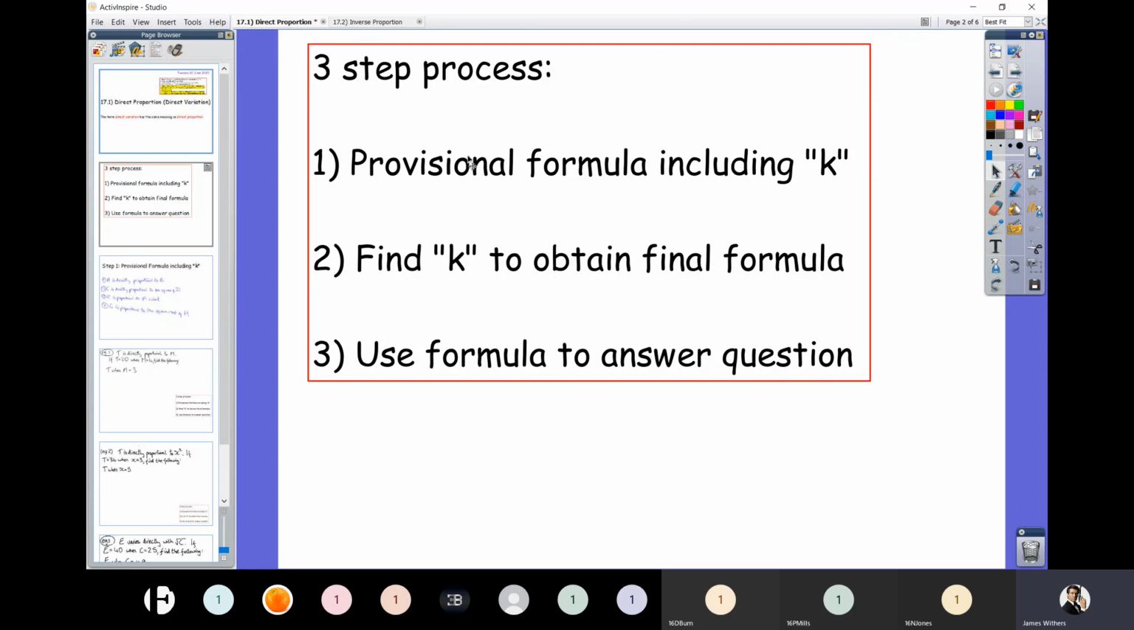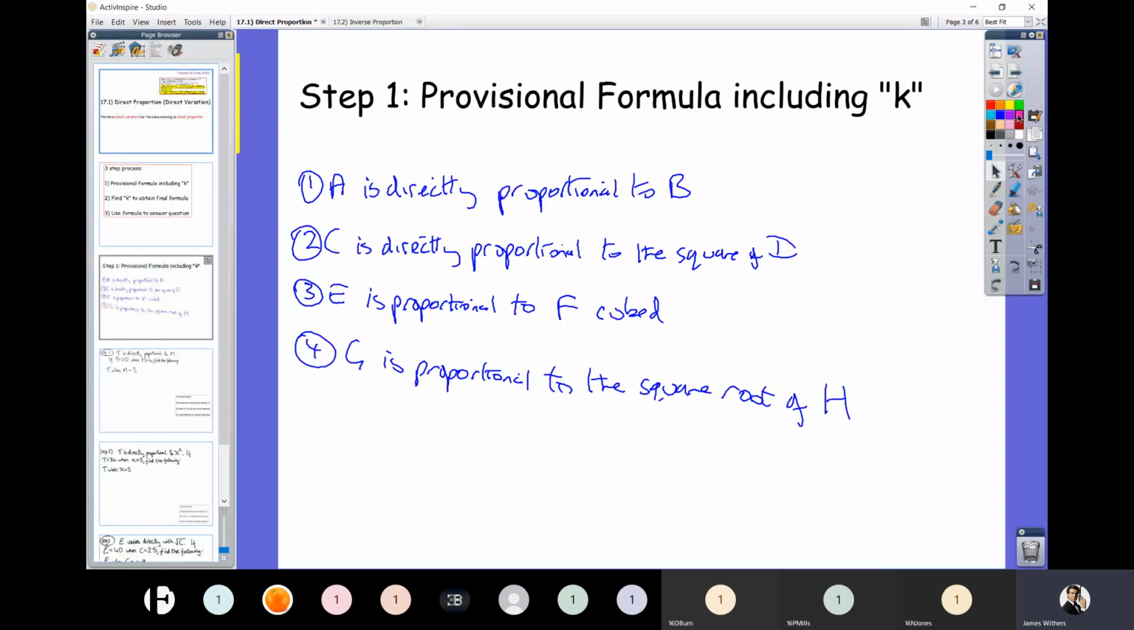Now, on my first slide, we're just going to focus on getting this provisional formula sorted. On the next slide, I'm just going to model this step 1. It's not difficult, but I think if you just see a few, you'll see what I'm getting at. So if we are told that A is directly proportional to B, you just simply start off by saying A equals k times B.